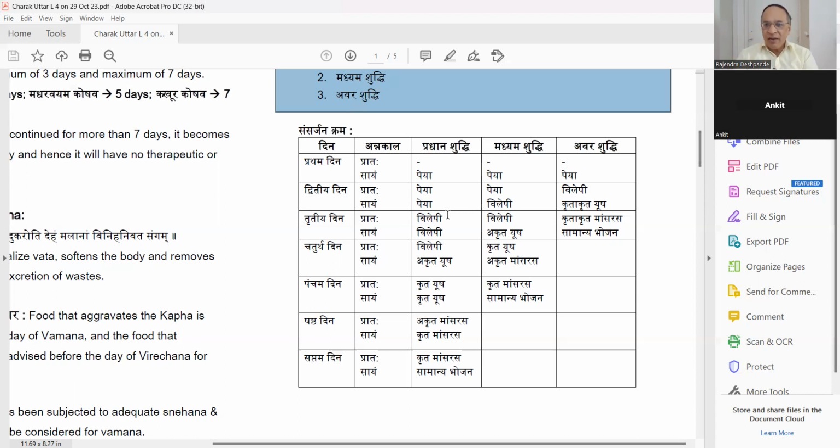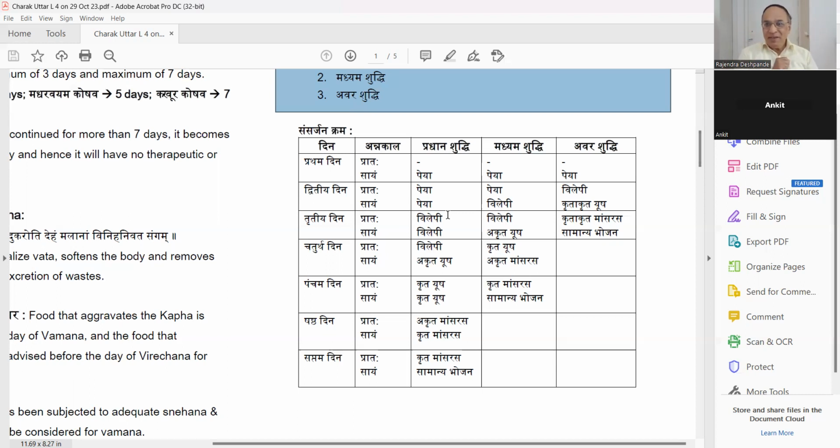Mung ki dal, green gram, mugachi dal in Marathi. Yusha is like a soup, S-O-U-P. Now, what is this rice? Manda, for example, you take 25% rice and 75% water and cook it well. When only water remains, you can take very little rice, 10% rice and 90% water. That is called Manda.